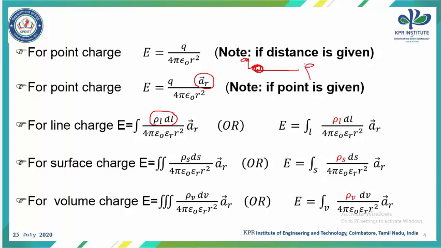Coming to the surface charge, for surface charge, E is equal to the surface integral of rho s into ds divided by 4 pi epsilon naught into epsilon R into R squared into AR vector. Now for volume charge, E is equal to the triple integral of rho v into dv divided by 4 pi epsilon naught into epsilon R into R squared into AR vector. Just look here. Instead of putting the triple integral here, I am using a single integral with the suffix v for easy writing. Thank you.